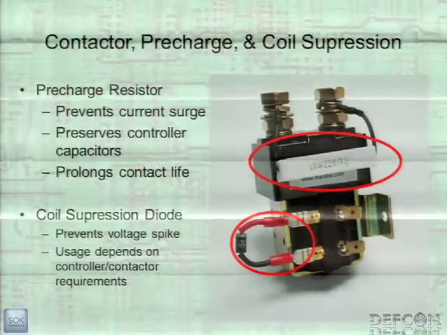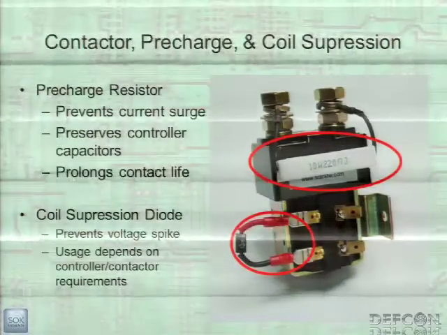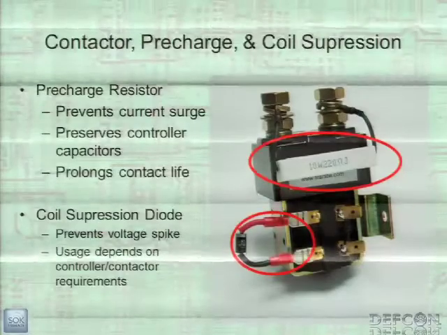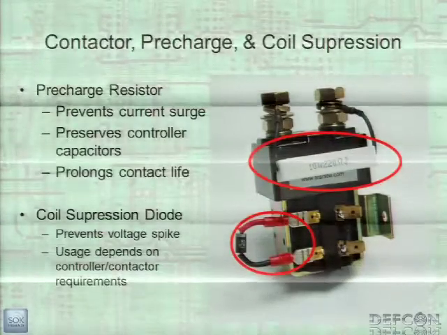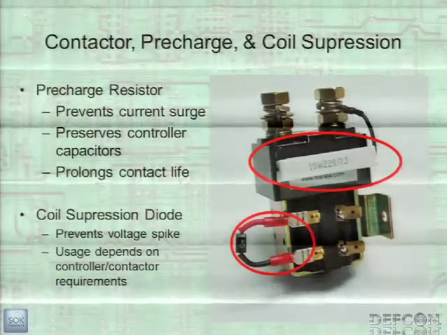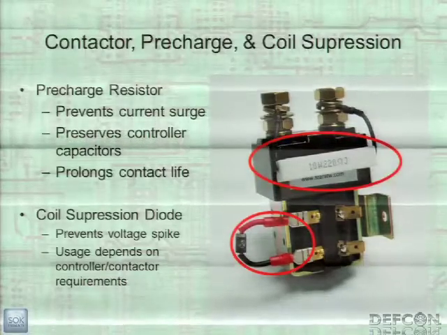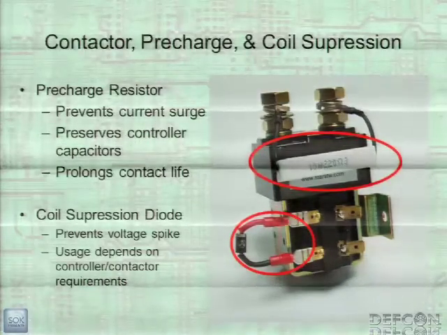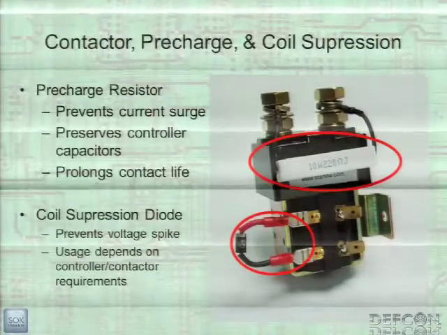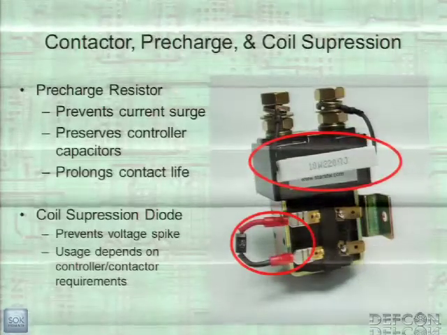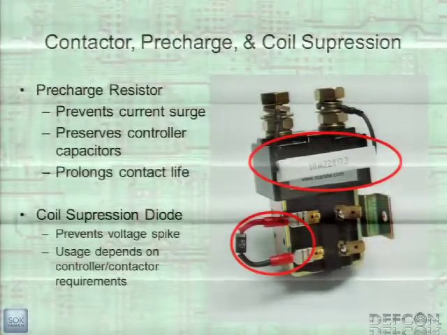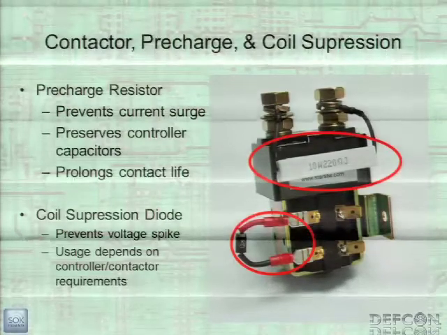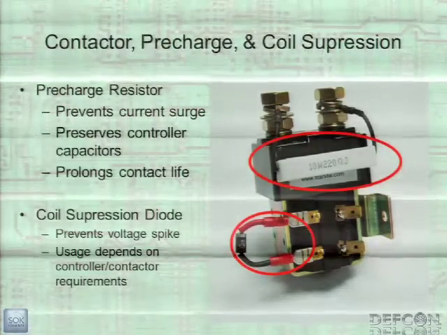There's also a coil suppression diode. Sometimes you need this, sometimes you don't. It depends on the controller and the contactor that you're using, but it can prevent a voltage spike. There are lots of large inductors in an electric motor, so when you turn off the switch, there will be a large voltage spike to try and get that current back up. This suppression diode will reduce that and protect things.